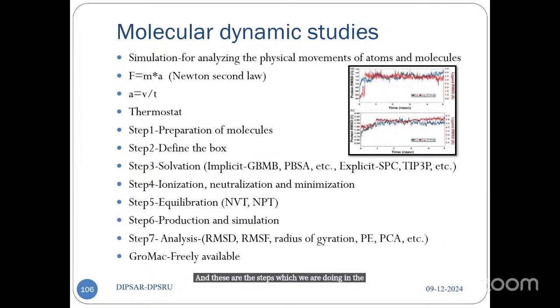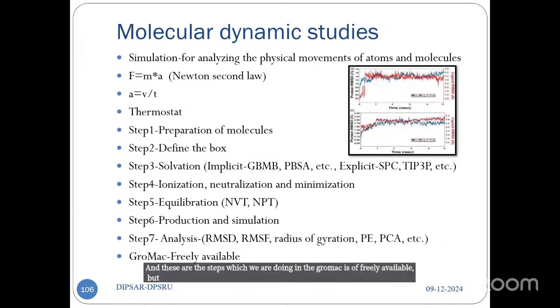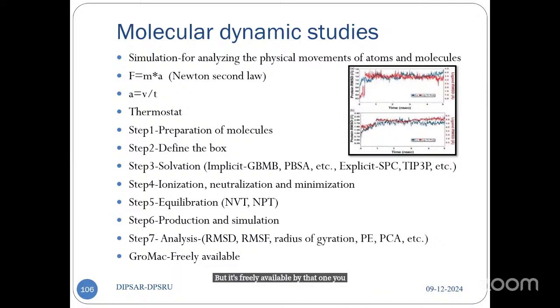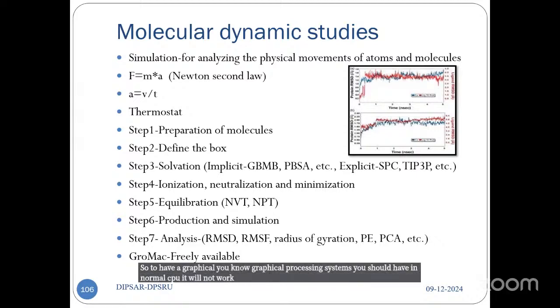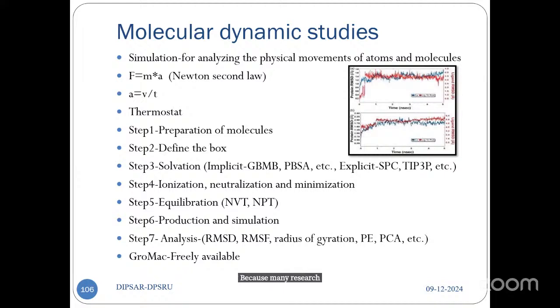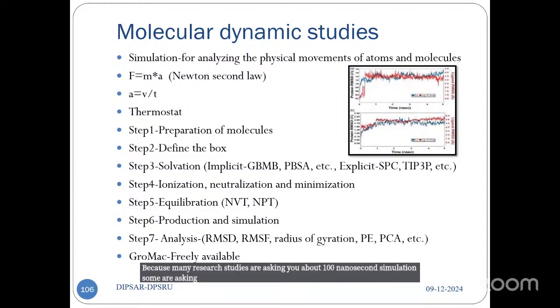GROMACS is freely available, but of course a little bit command-based. Linux is required, but it's freely available. With that, you can set a lot of parameters as well. But to do molecular dynamics, your system should have a graphical processing unit. A normal CPU will not work, right? Because many research studies ask for 100 nanosecond simulation, and some ask for 200 nanosecond simulation. So you should have high performance computer systems.